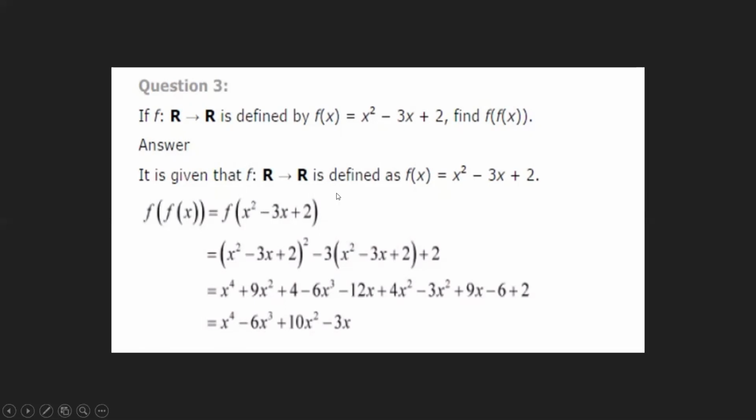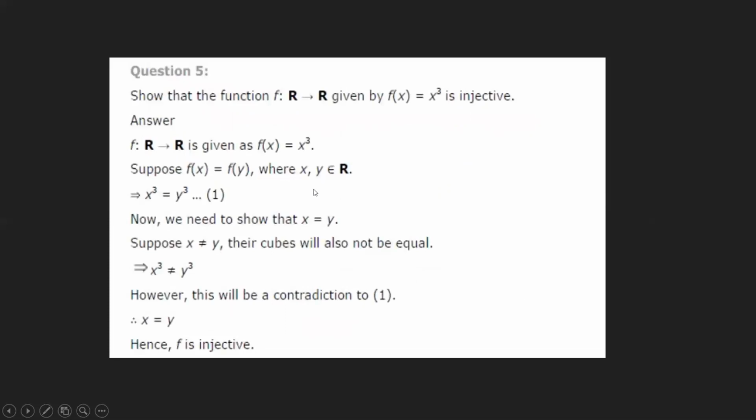Let us do one more or two more questions. Show that the function f from R to R given by f(x) is equal to x cube is injective. Injective, you know, it means one-one. So let us start with it. For one-one, we always assume f(x) is equal to f(y), and we have to prove that x is equal to y. So f(x) is equal to f(y) implies that x cube is equal to y cube.